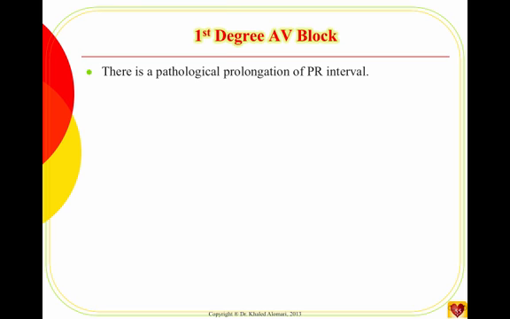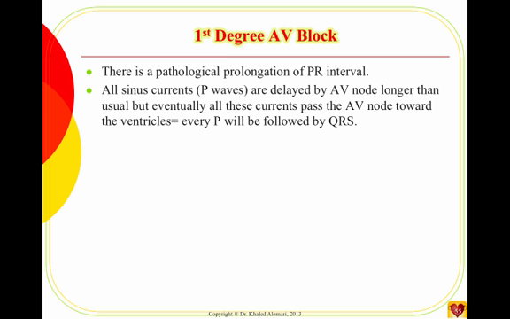So let's see now, first degree, second degree, and third degree. Again, first degree means it's not major, second degree is worse, and third degree is the worst. So here, the pathology is in the prolongation of the PR interval. Now, in the first degree, every P wave will eventually pass and cause a QRS contraction. Every P will cause a QRS contraction, which means the ratio between P and QRS is 1:1. And this is major to distinguish first degree from second degree from third degree. So first degree is minor.